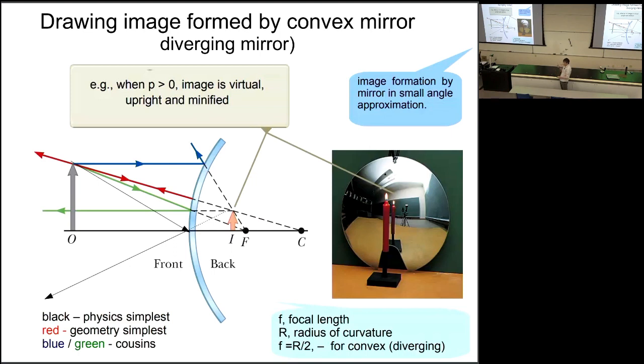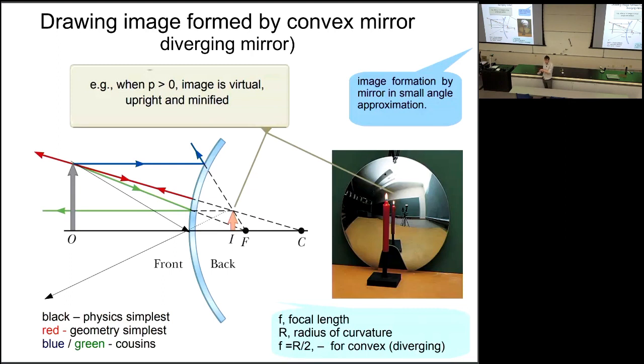So let's see how I found that. I'm going to use exactly the same rays. I'm going to use a ray, the physics simplest ray that illuminates the law of reflection. I'm going to use the geometrically simplest ray that uses the radius of curvature. And I'm going to use the twins or the cousins or the whatevers that head in or head out parallel to the optical axis and use the focal point.